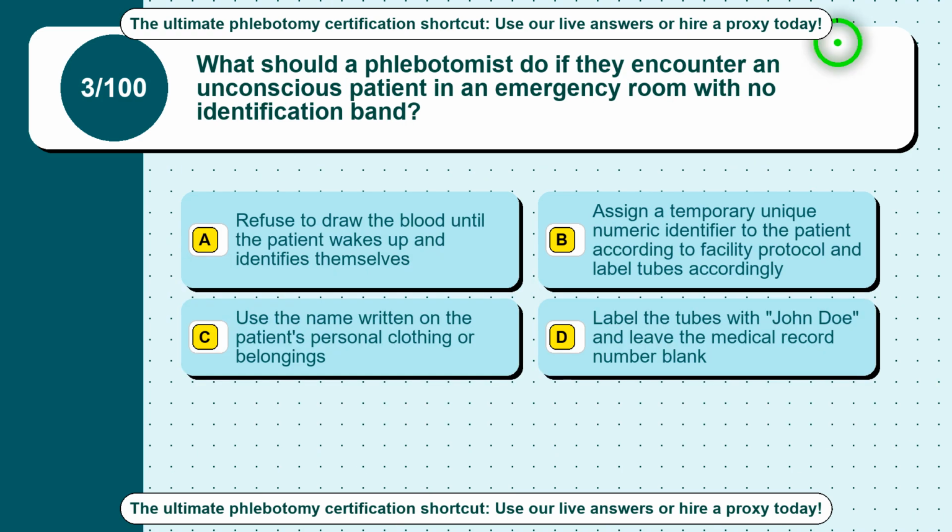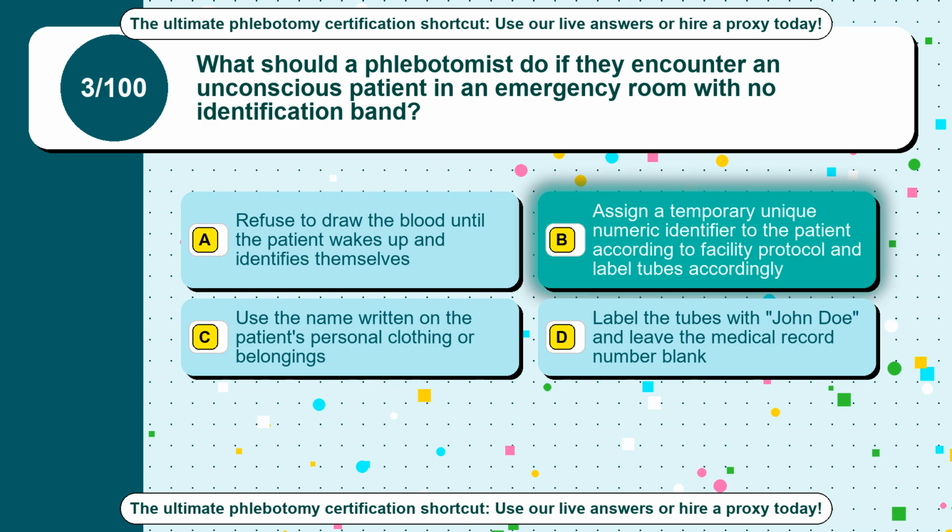Question 3. What should a phlebotomist do if they encounter an unconscious patient in an emergency room with no identification band? Option A, refuse to draw the blood until the patient wakes up and identifies themselves. Option B, assign a temporary unique numeric identifier to the patient according to facility protocol and label tubes accordingly. Option C, use the name written on the patient's personal clothing or belongings. Option D, label the tubes with John Doe and leave the medical record number blank.